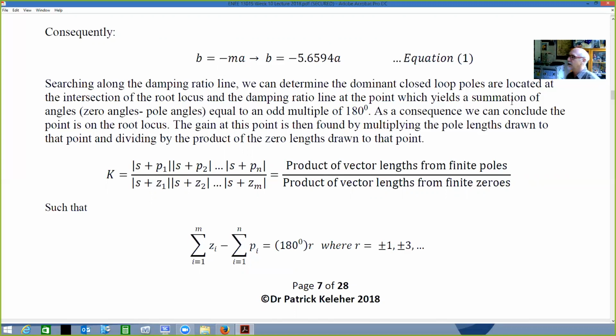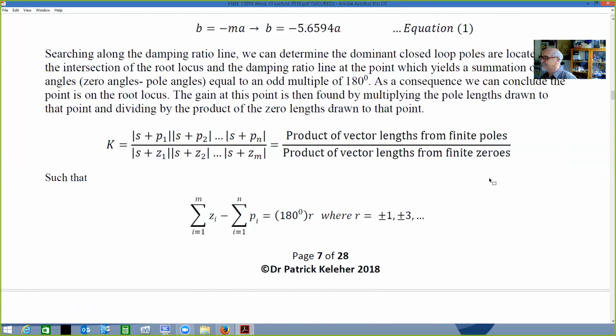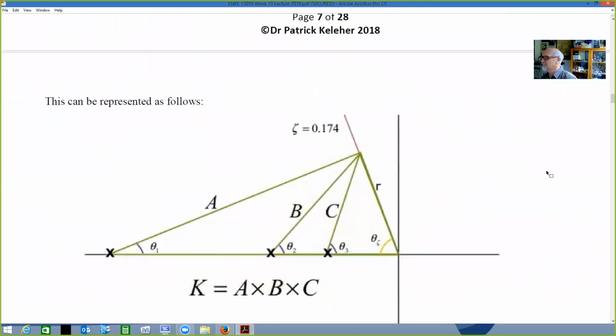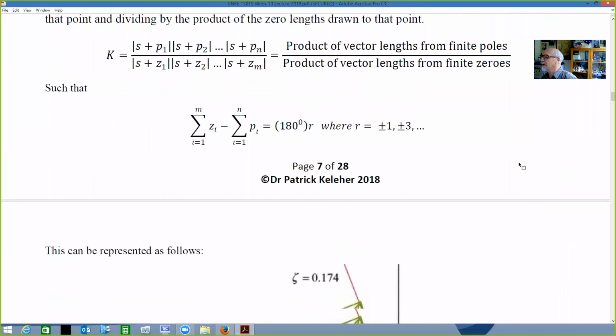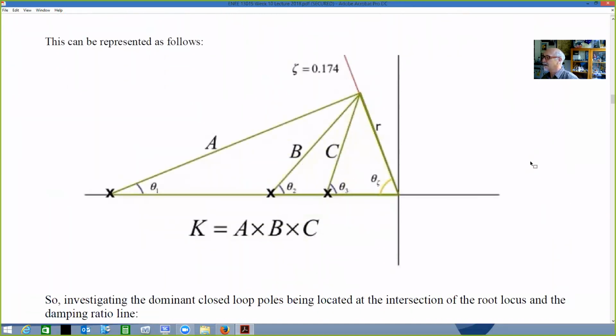The gain at this point is then found by multiplying the pole lengths drawn to that point and dividing by the product of the zero lengths drawn to that point. Again, they're little equations from the root locus. So that's mathematically what we're looking at. If we represent them in the diagram, here's my damping ratio. As we go through, here's my poles.